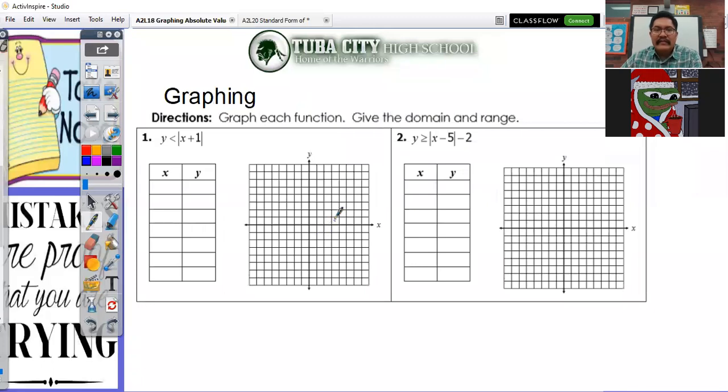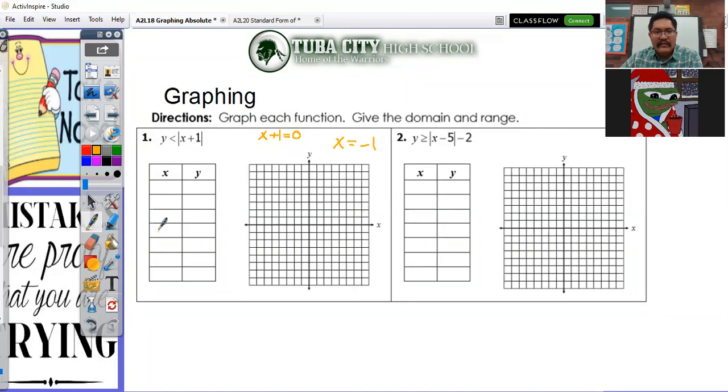So let's go ahead and continue graphing these functions here. To graph them, we enter the table and then give the domain and range. Let's find out where the vertex is. To find the vertex, remember, we take the inside of the absolute value and set that equal to 0. So x plus 1 equals 0. I'm going to subtract 1 from both sides, so x equals -1.